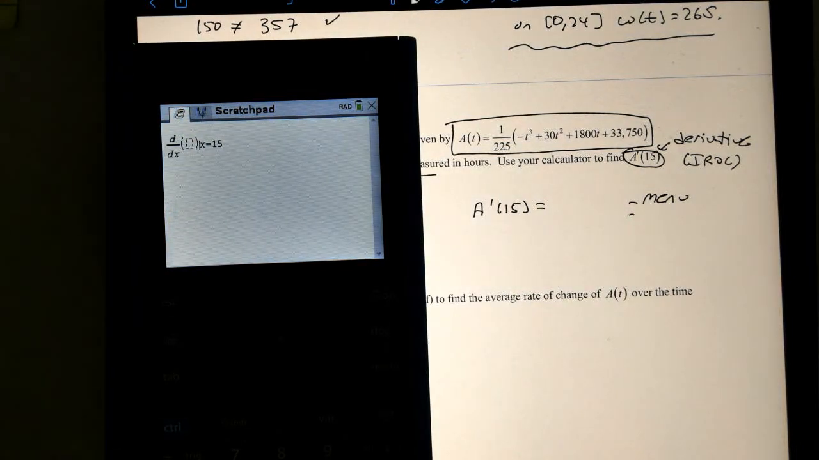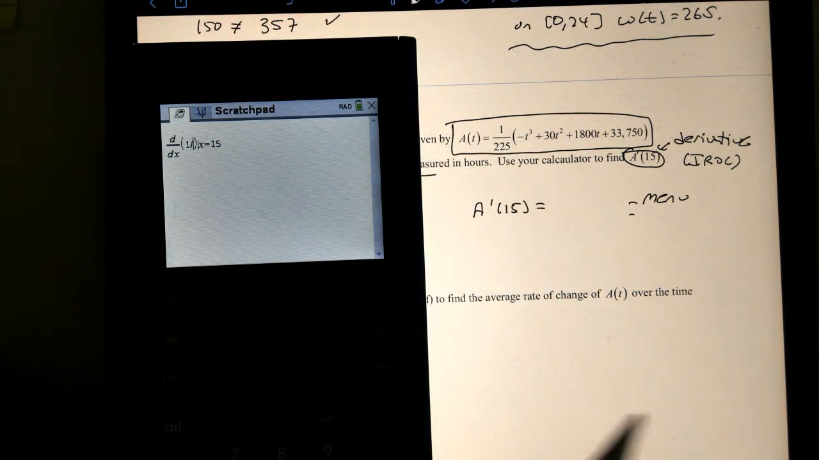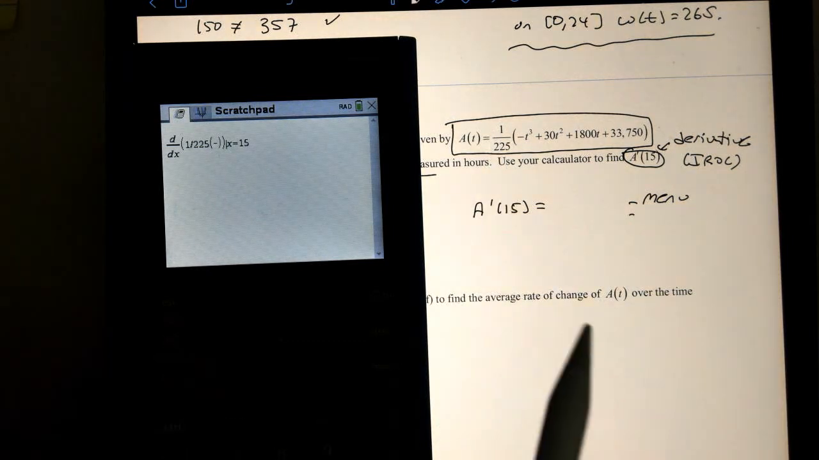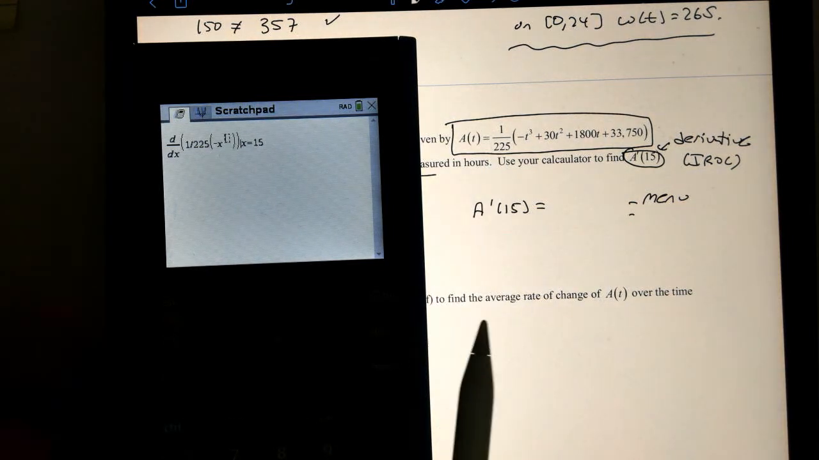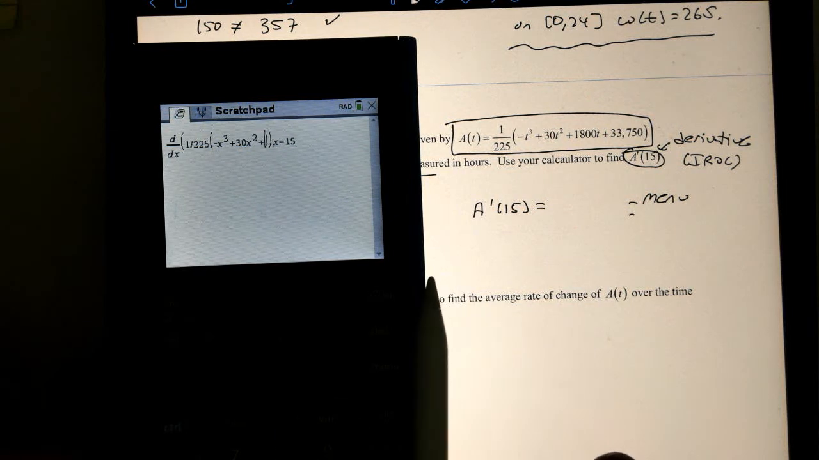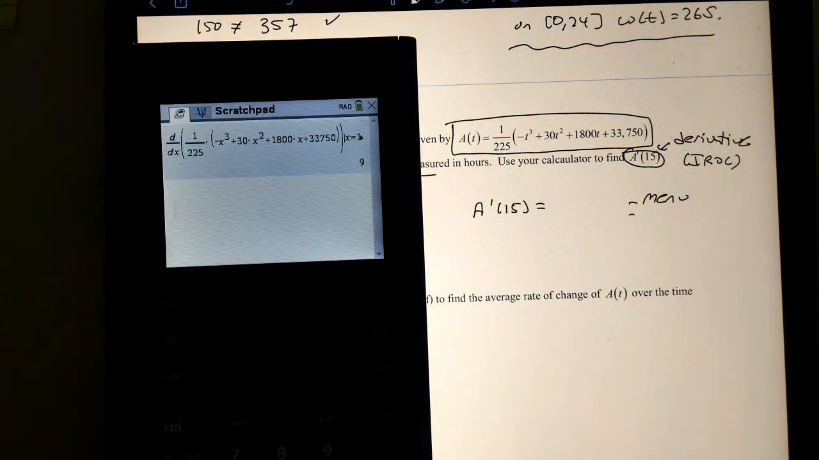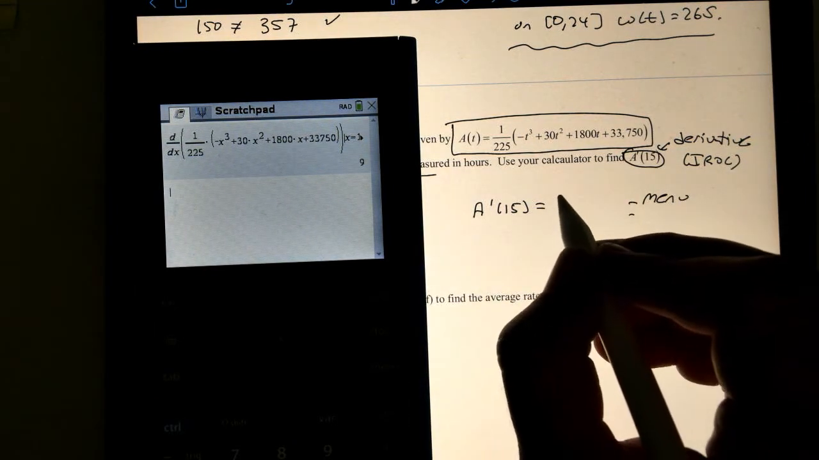That should look familiar. All you have to do now is just type in your equation exactly as it looks. 1 divided by 225 times, open up a parenthesis, negative, now remember, I used x and not t, negative x to the third plus 30 x squared plus 1800 x plus 33,750. All right, once I type all that in, press enter. And what do you get? 9. It just gives you the answer right away.